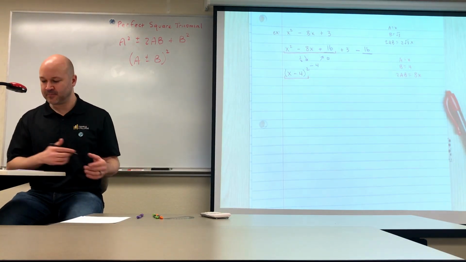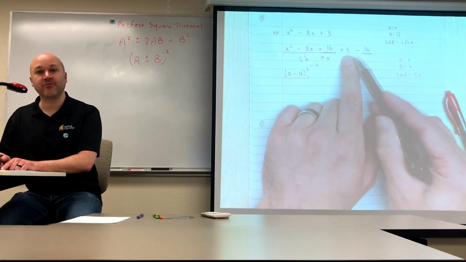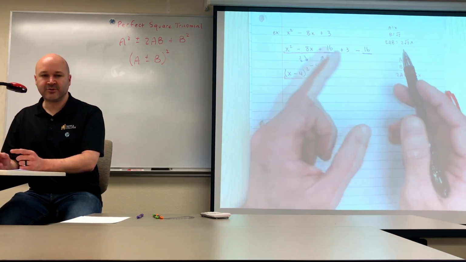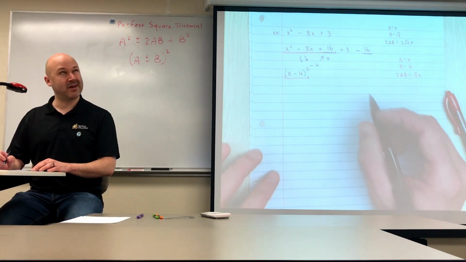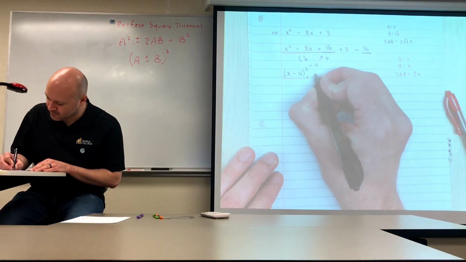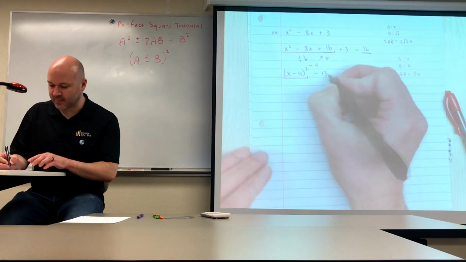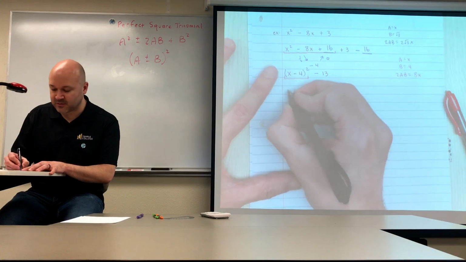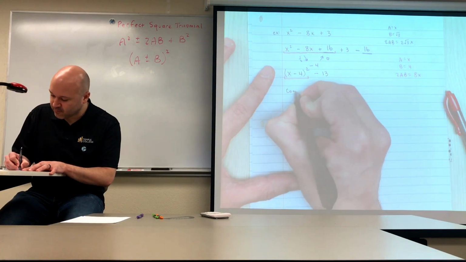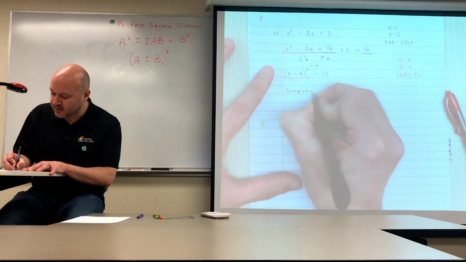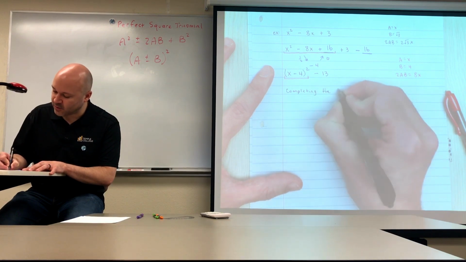So I took what's underlined in red and I factored it, just using my knowledge of perfect square trinomials and how they factor. Now the positive 3 and the negative 16, those are integers. I can combine them together. 3 minus 16 is a negative 13. And we've done it. We call this completing the square.